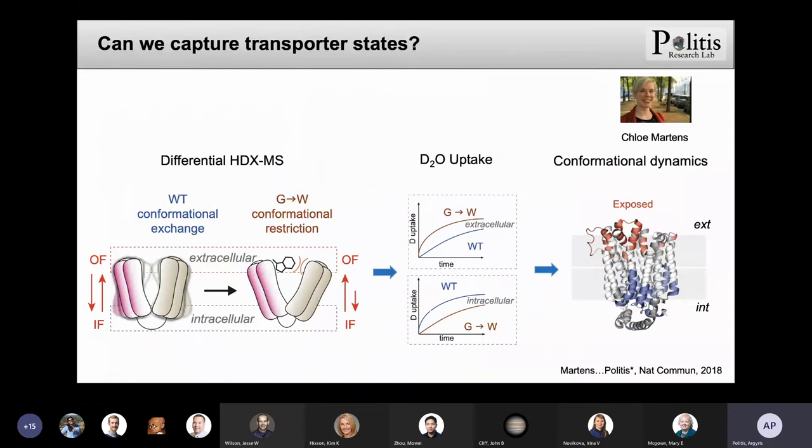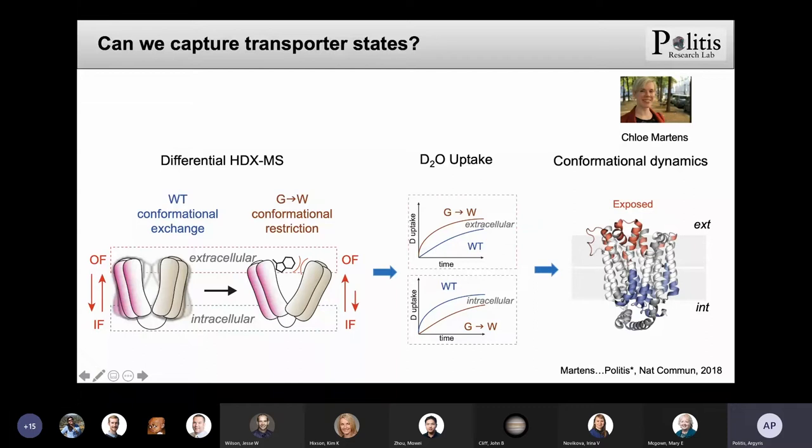So the very first experiment we did in our group was to see if we can capture transporter states. We designed a rather simple experiment using differential HDX mass spectrometry. As one state we had the wild type XylE transporter, which alternates between different states, and the average state is something like an occluded state, neither an outward-facing nor an inward-facing conformation. Then we made a mutation, replacing the glycine with the bulky tryptophan at the area that is precluding the transporter from closing on the extracellular side.